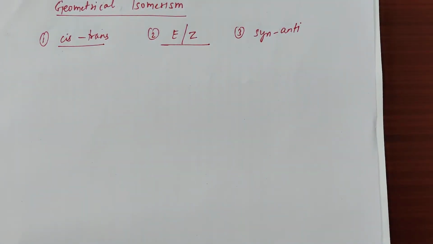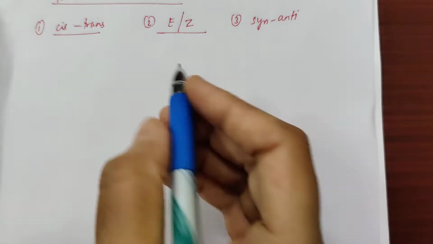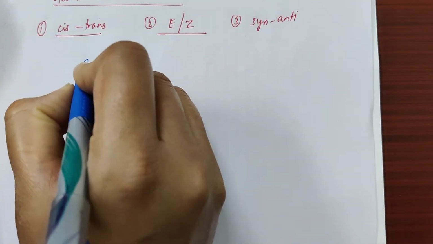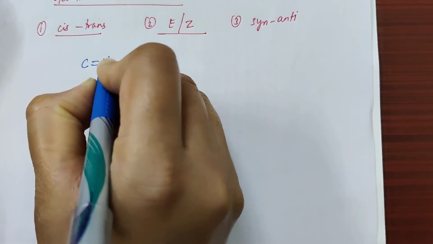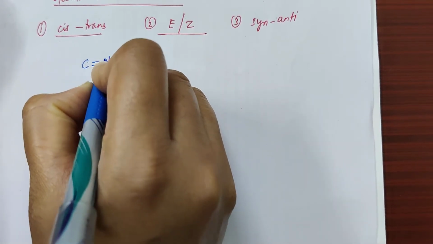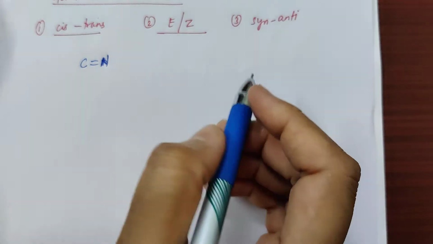It's a very small concept, not used anymore, but it is still found in some of the old textbooks and some research papers. So let's discuss this. Syn-Anti is used for the system which has a carbon-nitrogen double bond.